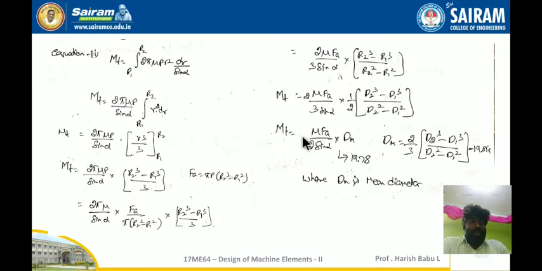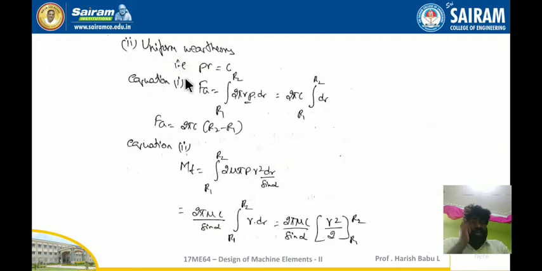So I am going to get the overall equation as Mt = μ Fa / (2 sin α) × dm. So dm is nothing but the mean diameter, and that is given by the equation 2/3 (d2³ − d1³) / (d2² − d1²), equation number 19.85a.